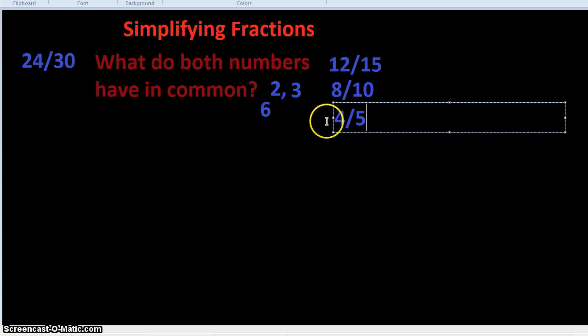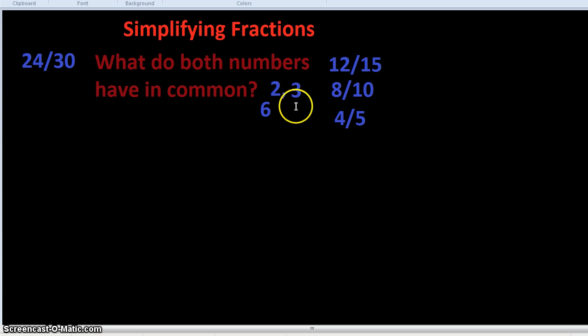Now, that looks to me the last number that they both have in common. You could try 12, but 12 doesn't go into 30. So the numbers they have in common are 2, 3, and 6. Now if we use the biggest one of those, 6, and divide the top and the bottom, we actually get the simplest fraction. We've completely simplified it because we've used the biggest possible number that they have in common. So the final answer of simplifying 24 over 30 would be 4 over 5, which I think you'll agree is quite a simple, nice, easy to use fraction.